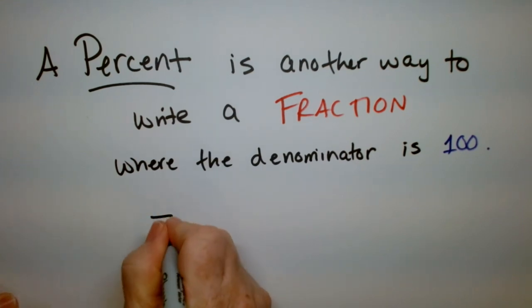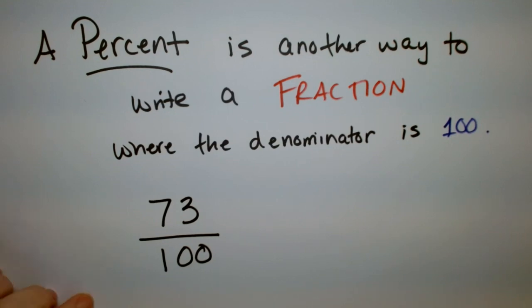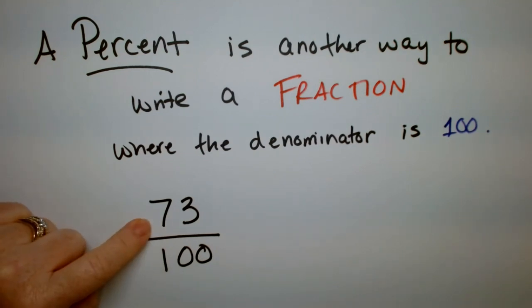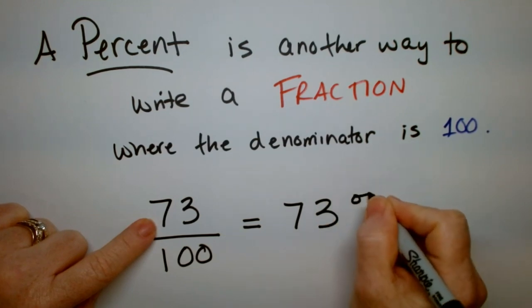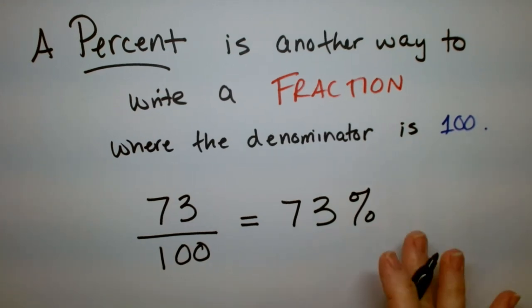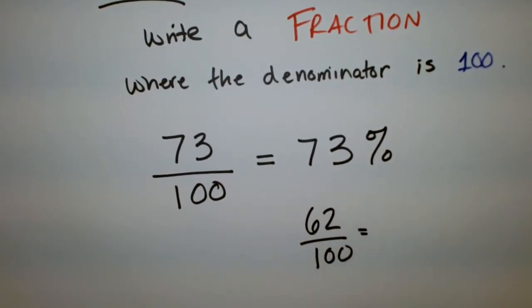If I said 73 over 100, that's a fraction. There's 100, it takes 100 to make a whole, and I only have 73. So what does that mean? I take the top number, rip it off, and then put the percent sign. So 73 over 100 is the same as 73%. All right, now you do one. What if I said 62 over 100? What would the percent be?